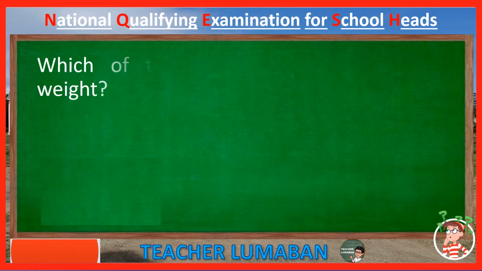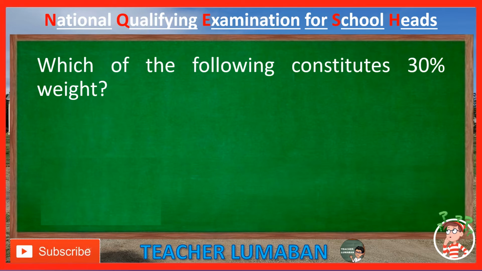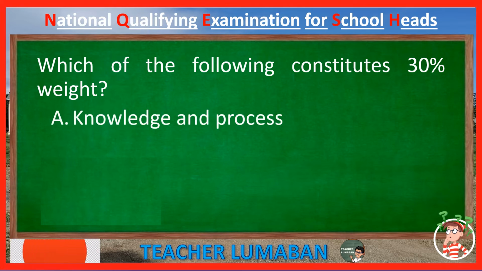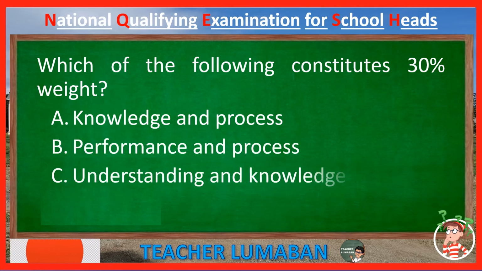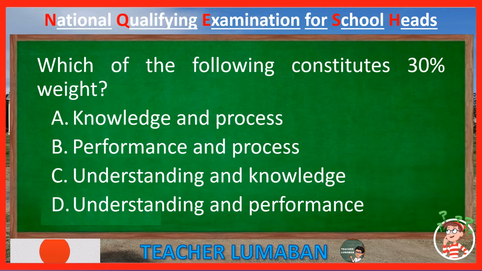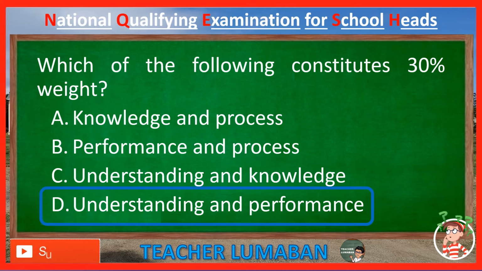Which of the following constitutes 30% weight? Letter A, knowledge and process. Letter B, performance and process. Letter C, understanding and knowledge. Letter D, understanding and performance. Choose the suitable answer based on the given choices in 5 seconds. 5, 4, 3, 2, 1. The correct answer is letter D, understanding and performance. Understanding and performance constitute 30% of the weight.